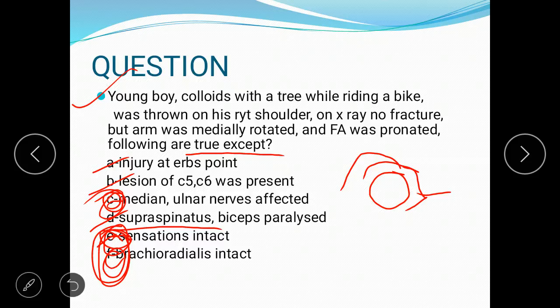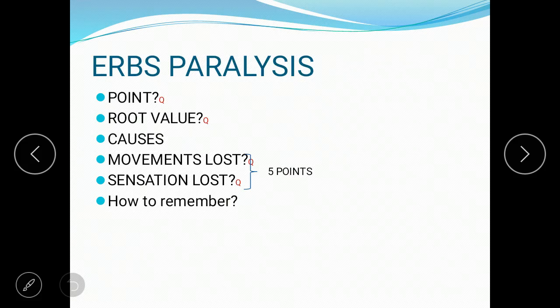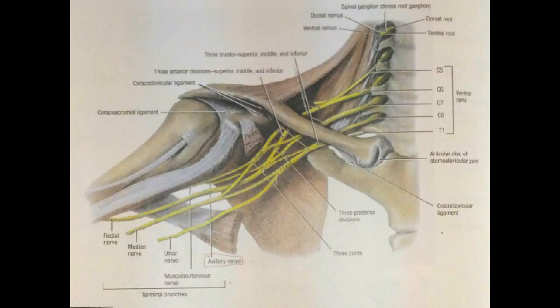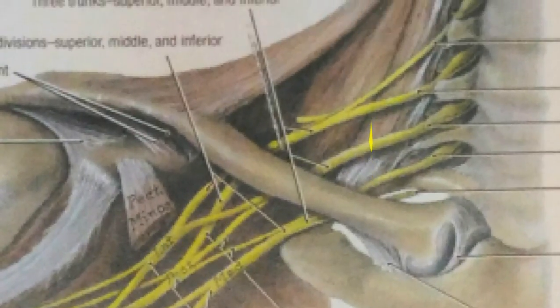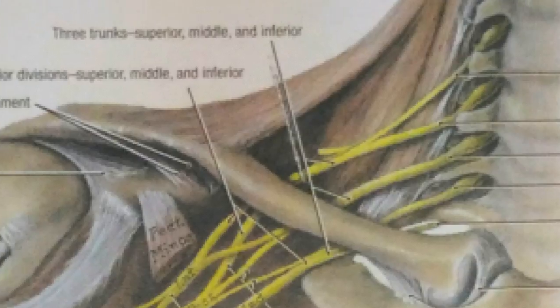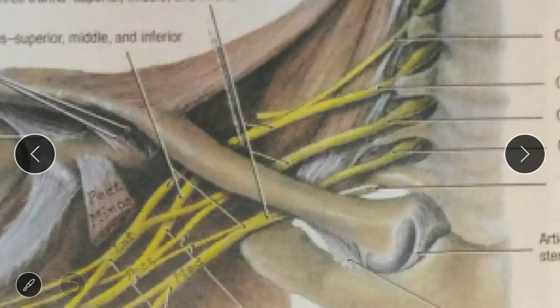The causes or the mechanism of injury of Erb's palsy. See this diagram also. The Erb's point should lie here. Remember that trunks always lie behind the clavicle. Okay, trunks of the brachial plexus lie behind the clavicle. Therefore, Erb's point will be here. Okay.